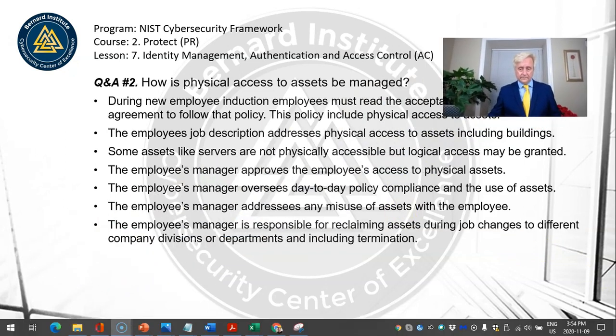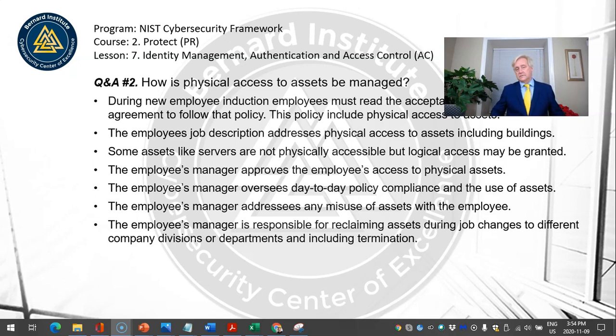All right. The employee's manager is responsible for reclaiming assets during job changes. So if an employee goes from one department to another, they may be able to take their laptop and their smartphone with them because it doesn't matter. Or there may be some information sensitivity and classification between the different departments, requiring them to either purge the laptop or the device or get issued a new one. So that can happen.